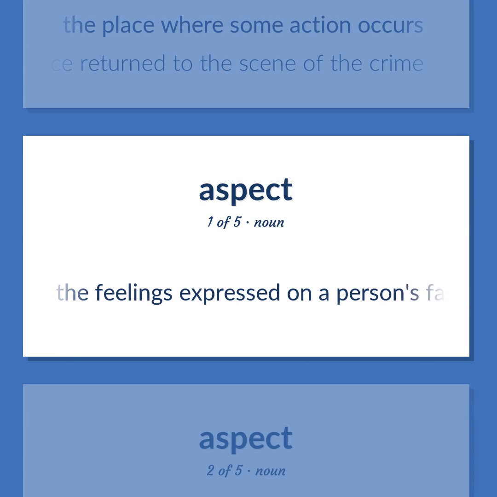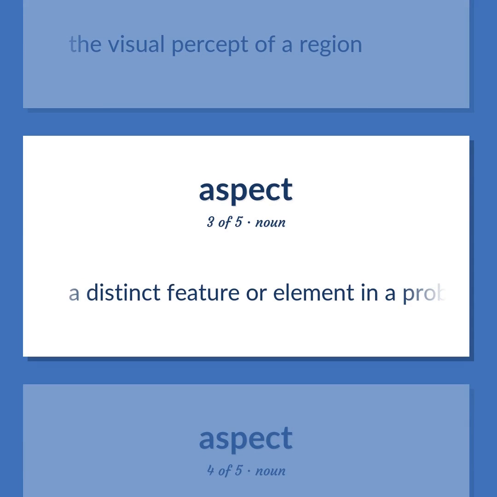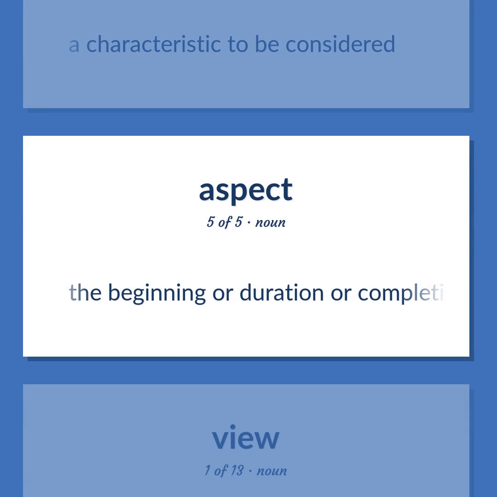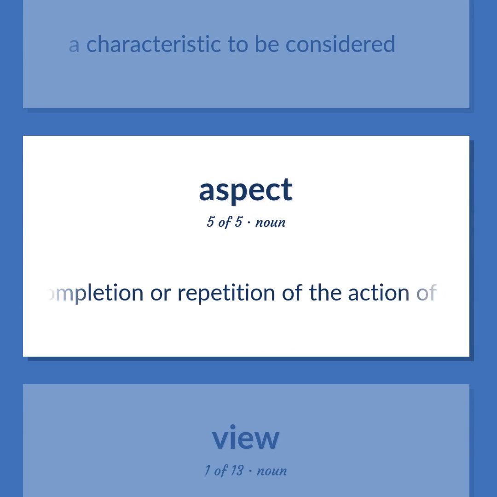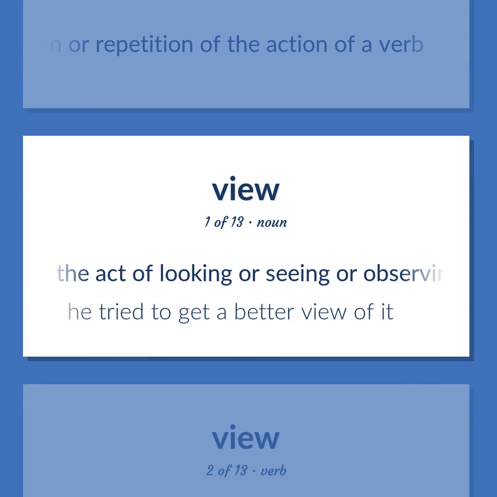The feelings expressed on a person's face. The visual percept of a region. A distinct feature or element in a problem. A characteristic to be considered. The beginning or duration or completion or repetition of the action of a verb. The act of looking or seeing or observing. He tried to get a better view of it.